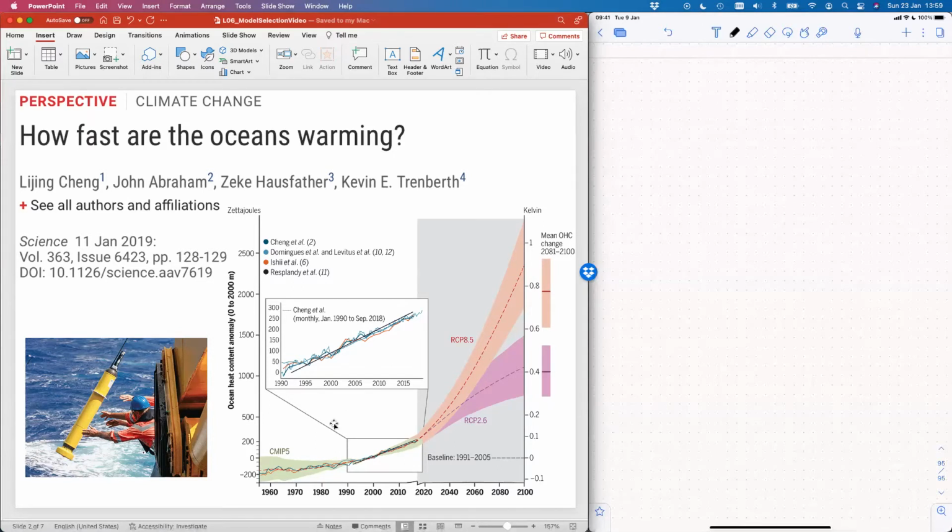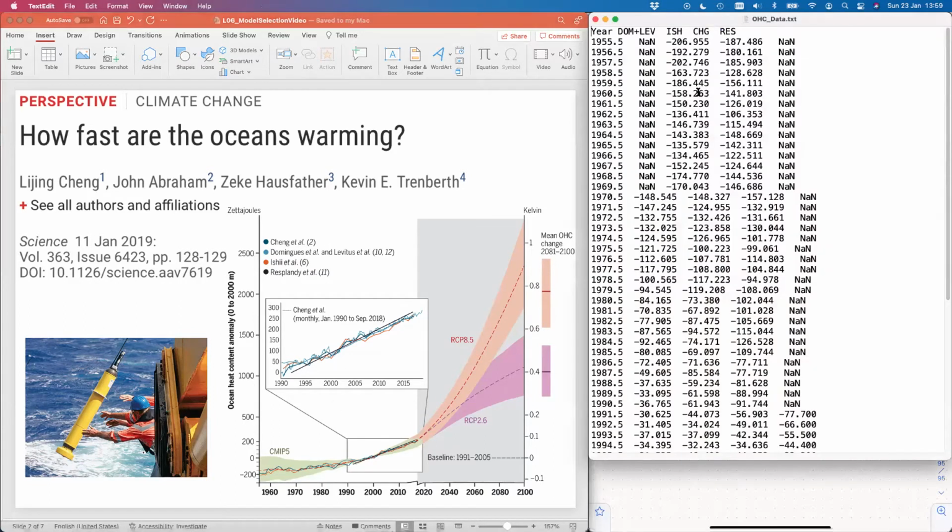And what the paper was trying to do was to look at the trends in that data over the last 60 or so years, and then project those trends into the future to make a prediction about how the ocean heat content would change over the next 10, 20, 50, 100 years. So it's following climate change over reasonably long timescales. So this is what the data set looks like.